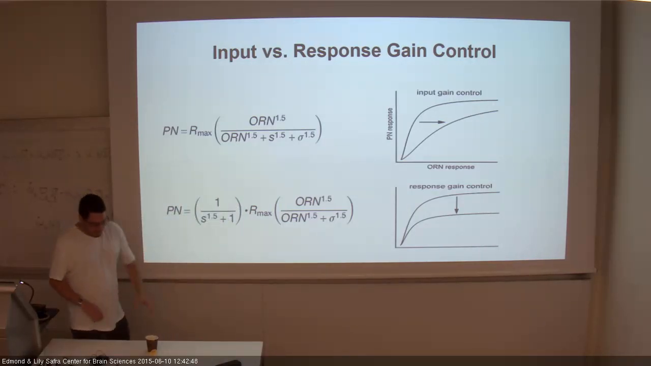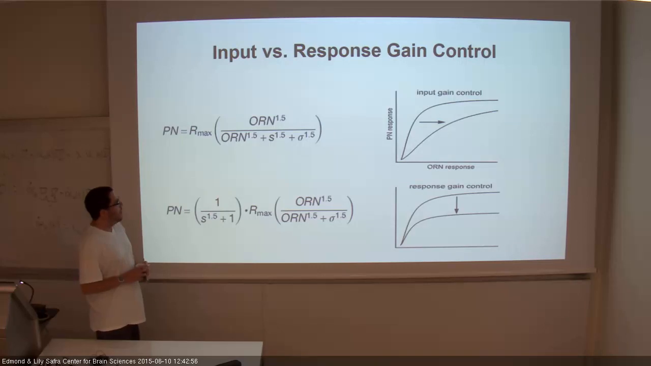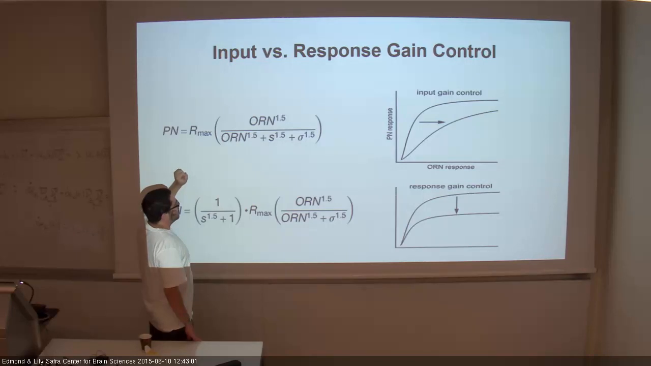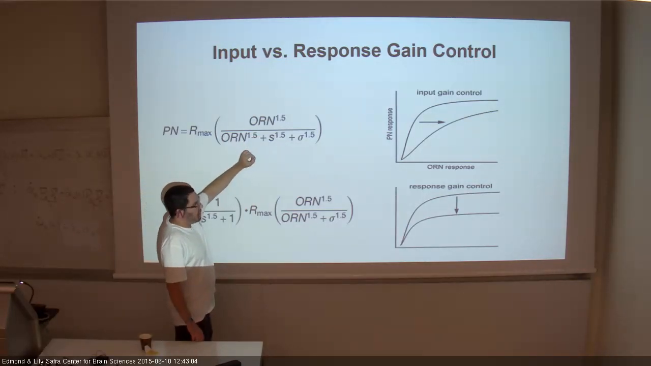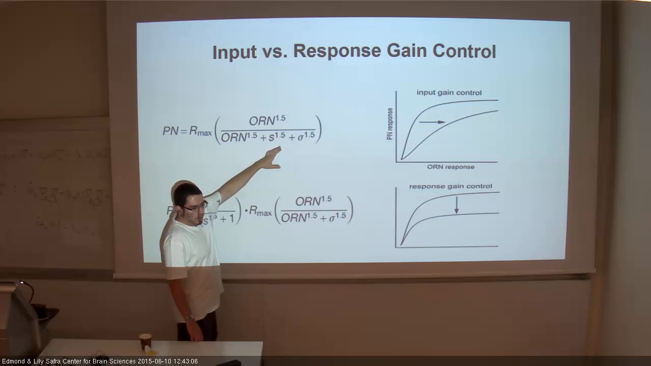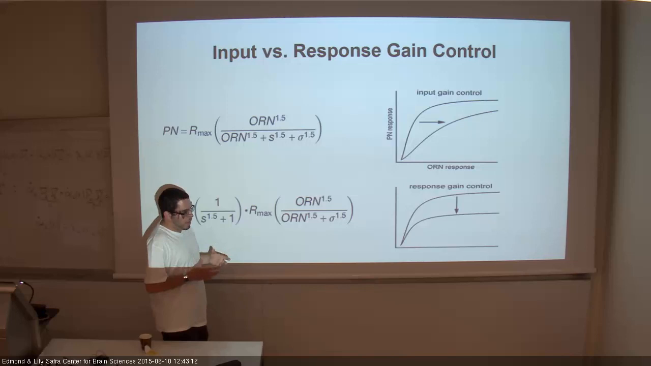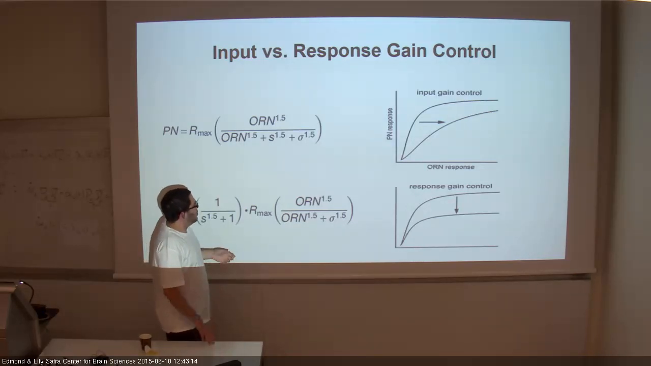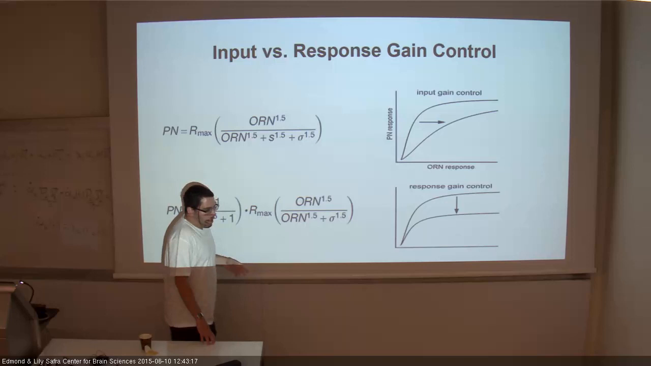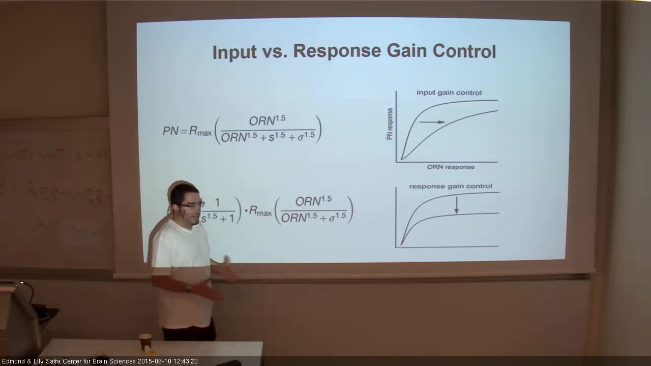Why does this calculation represent input gain control and the other one response gain control? How do they justify the connection? Okay, so for the input gain control one, think of adding S as changing sigma. Sigma, as we said earlier, is the amount of input that you need in order to drive a half maximum response. So adding something to sigma is essentially saying we need more input because some of the input is being suppressed. That's the idea behind this.